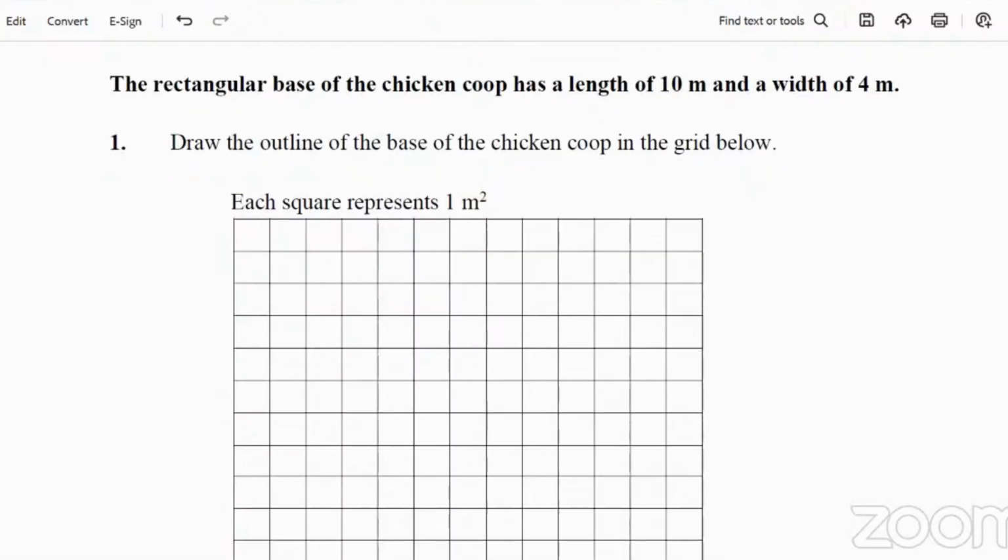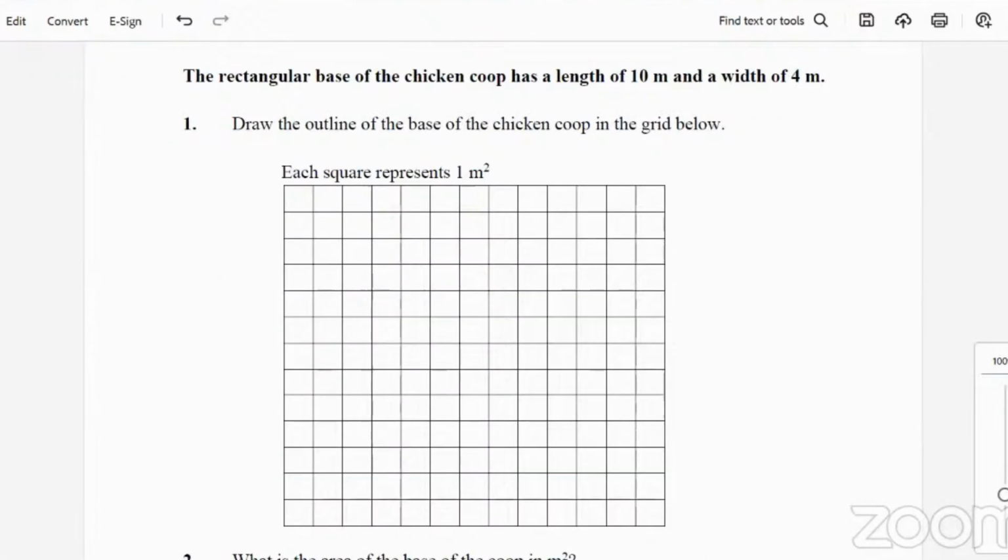All right, so it says the rectangular base of the chicken coop has a length of 10 meters and a width of 4 meters. You're to draw the outline of the base of the chicken coop in the grid below. Each square represents 1 meter square. So we know the length and the width. We need to draw. Okay, so that's all you would need to do. Draw the rectangular base with a length of 10 and a width of 4 to get your marks for this question.